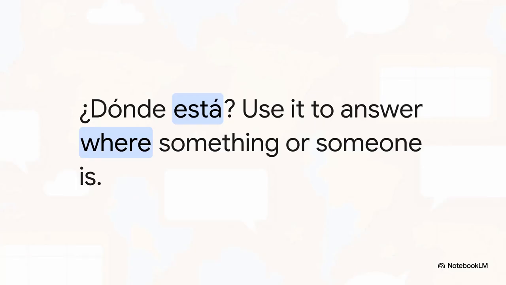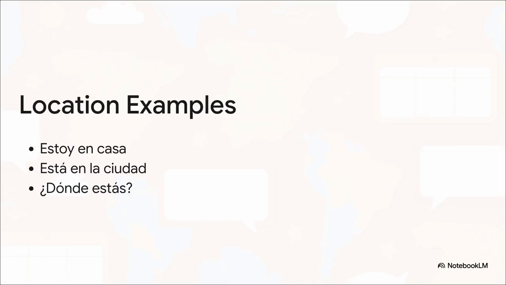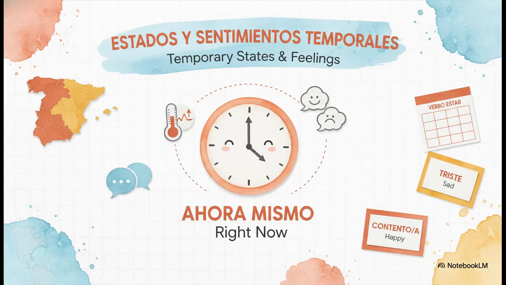Our first rule is location. Basically, if you want to answer the question, ¿dónde está? Where is something or someone? You need to use estar. For example, if you're calling home, you'd say, estoy en casa. I am at home. If you're giving someone directions, el mercado está en la ciudad. The market is in the city. Or if you're simply texting a friend trying to find them, ¿dónde estás? Where are you?